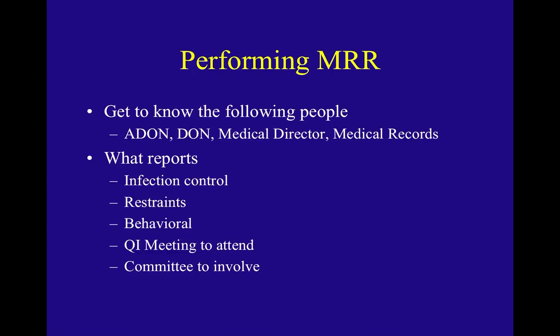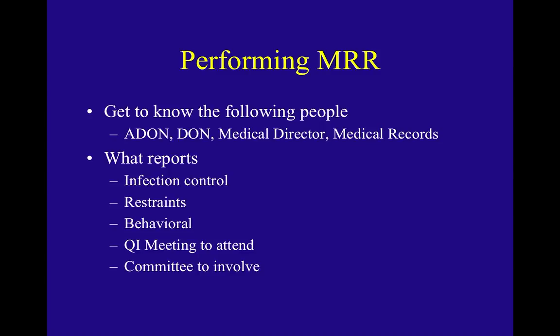Key people you want to get to know in the nursing home are the ADON, the Assistant Director of Nursing, and the DON, the Director of Nursing. Depending upon the home, one is stronger than the other at making sure things get done. You also want to get to know the medical director. That's usually not a full-time job; they usually have their own practice somewhere else. But the medical director is there to help facilitate your needs and make sure your reviews and everything get done.